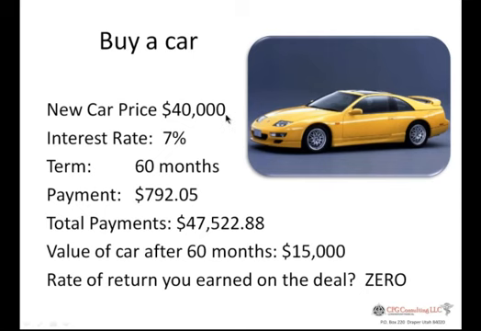Let's say that we buy an asset, like a car, for $40,000. Well, most of us don't have $40,000 in cash laying around. So what we do is we go to the bank, we negotiate a rate of return and a time frame. So this is a 5-year note, which is the average length for a car. We get a 7% interest charged on this, and they come up with a payment. So let's say that we have a payment of $792. For 60 months, we will pay a total of $40,000 or $47,522.